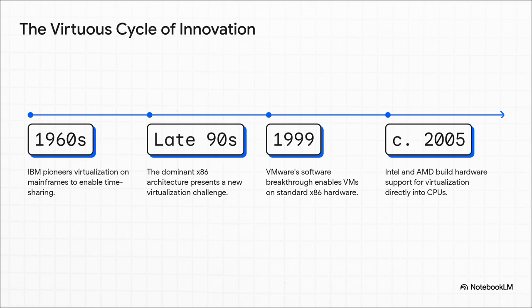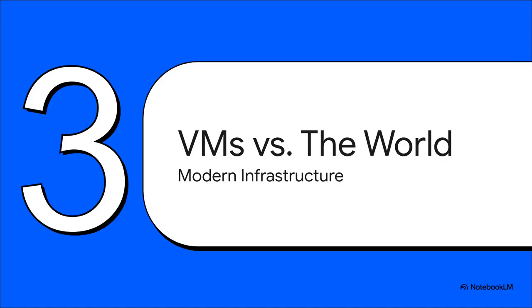The idea kind of went dormant for a while, but then, in the late 90s, a new problem popped up. The standard computer chips in everyone's PCs, the x86 chips, just weren't designed for this stuff. So, a company you've probably heard of, VMware, came up with this brilliant software trick to make it work anyway. And it worked so well that it created this huge new market. By around 2005, the chipmakers themselves, like Intel and AMD, started building virtualization support right into the hardware. It's this awesome cycle. Software solves a problem, creates demand, and then the hardware evolves to make the software even faster.